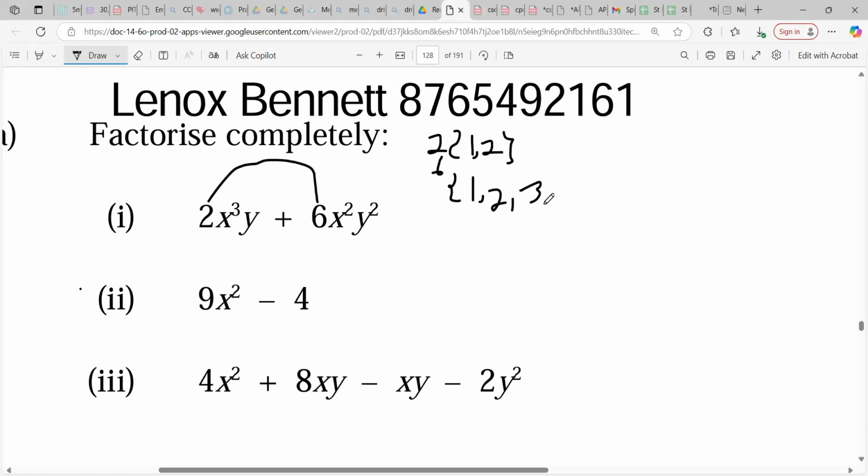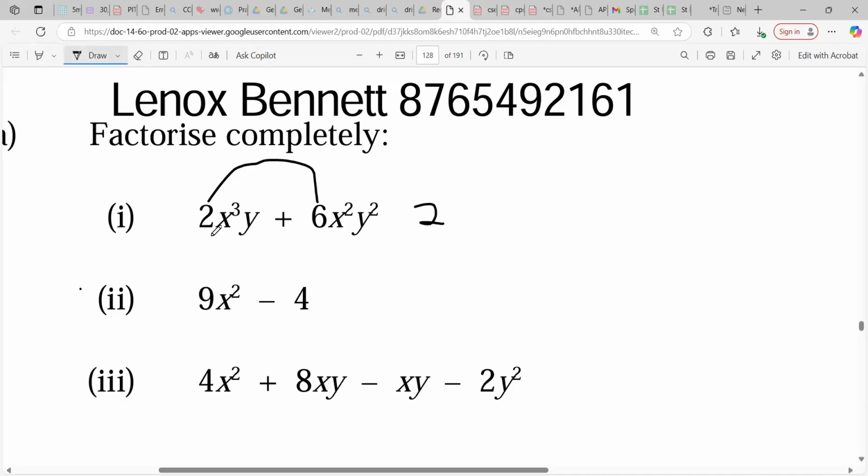Those are all the numbers that can go into 6 without leaving a remainder. So the highest common factor would be 2. All right, just want to show that because sometimes students struggle with that. All right, let's go again. So now that we know that the highest common factor is 2, we take out 2 and we're going to do the same thing.